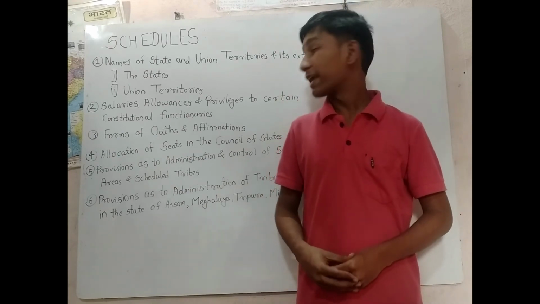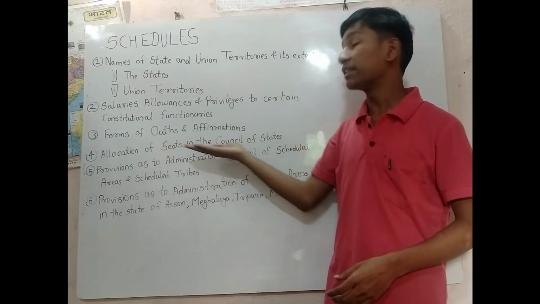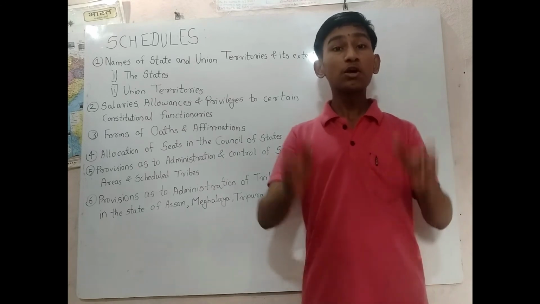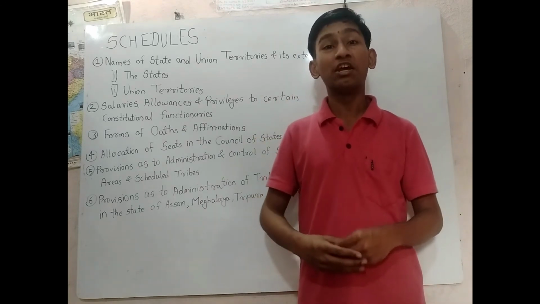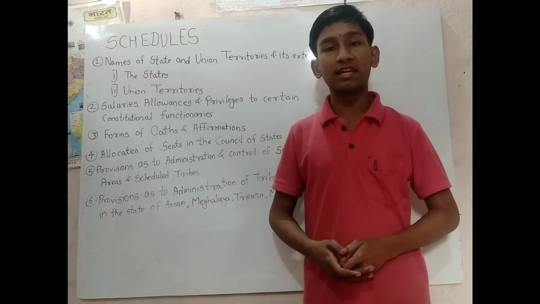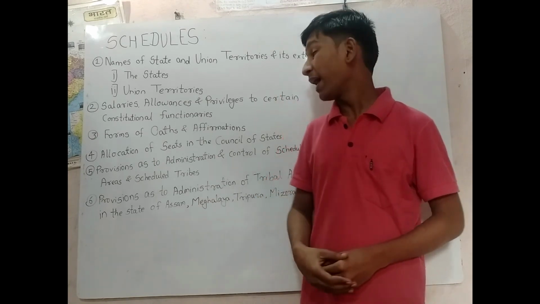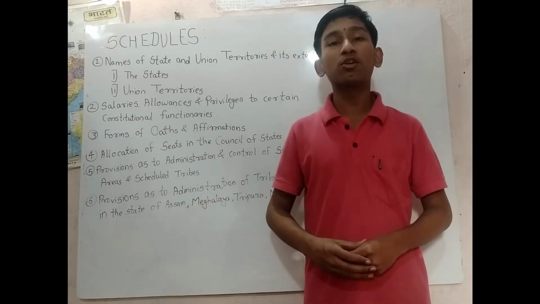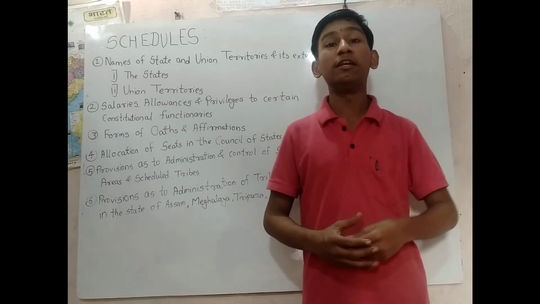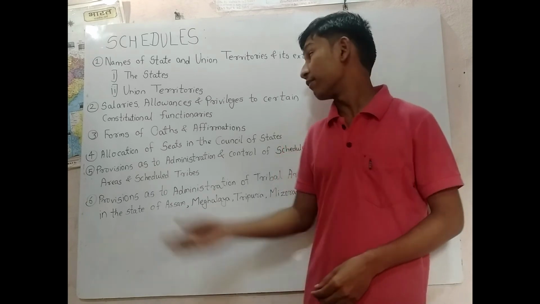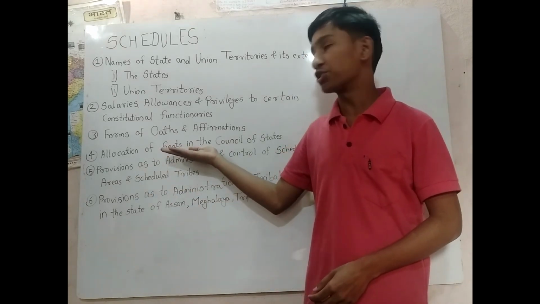Fourth schedule is regarding the allocation of seats in the Council of States, meaning which state should get how many representatives to represent the state in the Council of States. This is by means of the population of a particular state and the members of the legislative assembly in that particular state, and is given here in the fourth schedule of the Constitution.